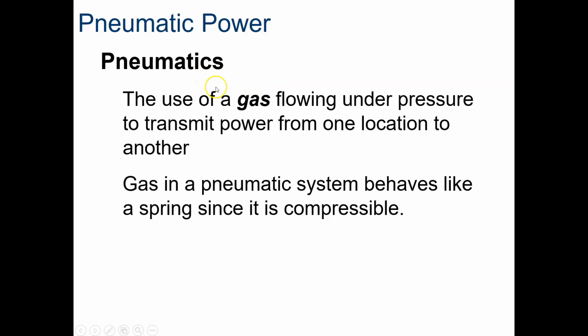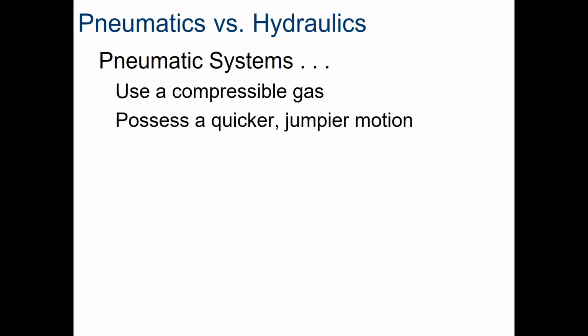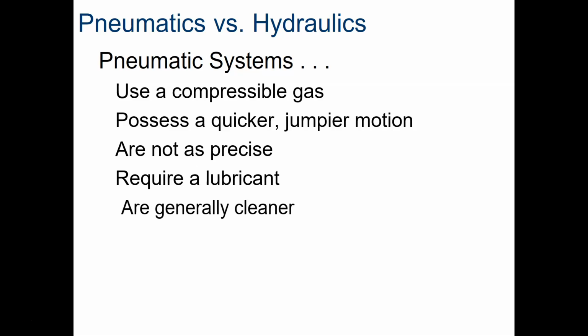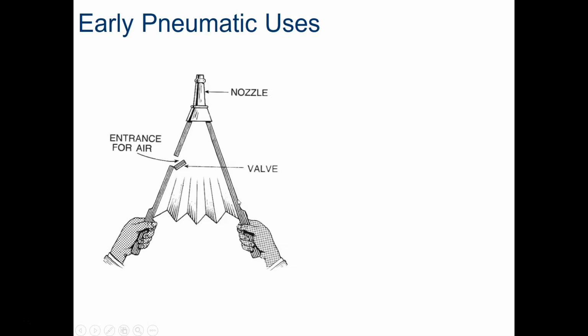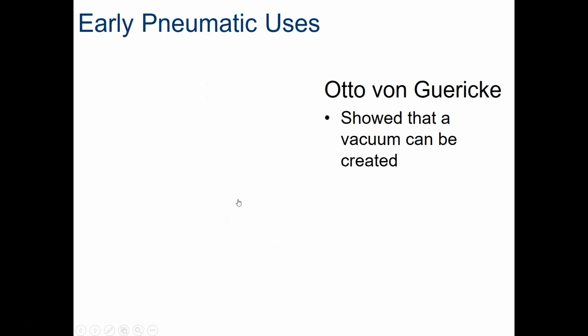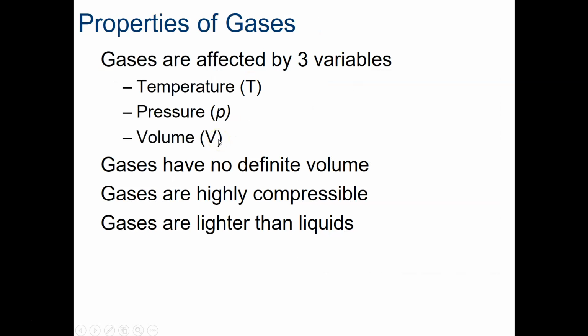So pneumatics is the use of gas flowing under pressure to transmit power from one location to another. Pneumatic systems use compressible gas. So if you think about an air compressor, something like that. They possess a quicker, jumpier motion, not as precise, and so forth. So here's some early pneumatic uses. We won't really go through that. A subway could use pneumatic power.